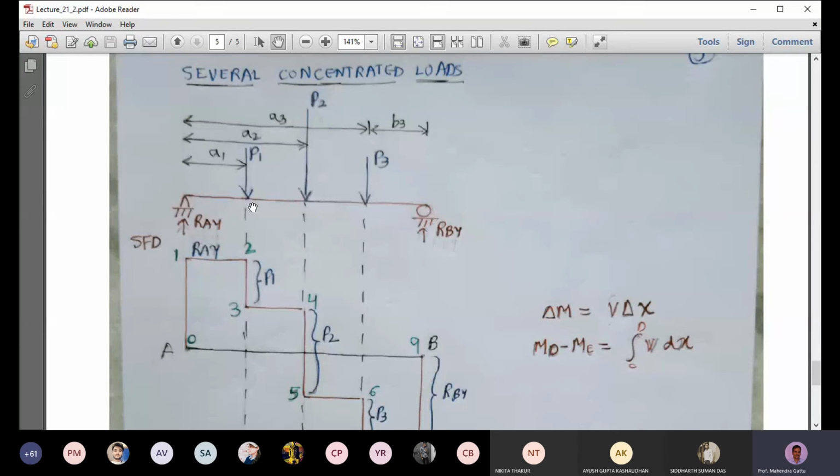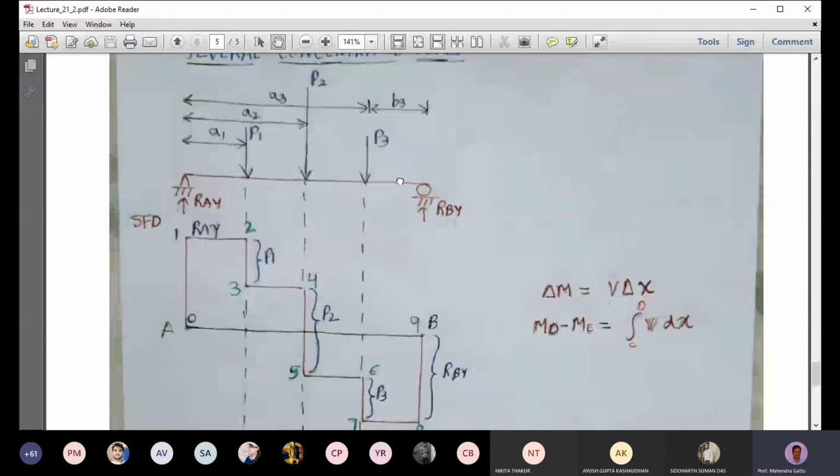So here we have a simply supported beam, and there are three concentrated loads acting. P1, which is acting at a distance of A1 from the left edge, P2, which is acting at a distance of A2 from the left edge, and P3, which is acting at a distance of B3 from the right edge or A3 from the left edge. So we want to draw the shear force diagram for this beam. So we'll use that technique.